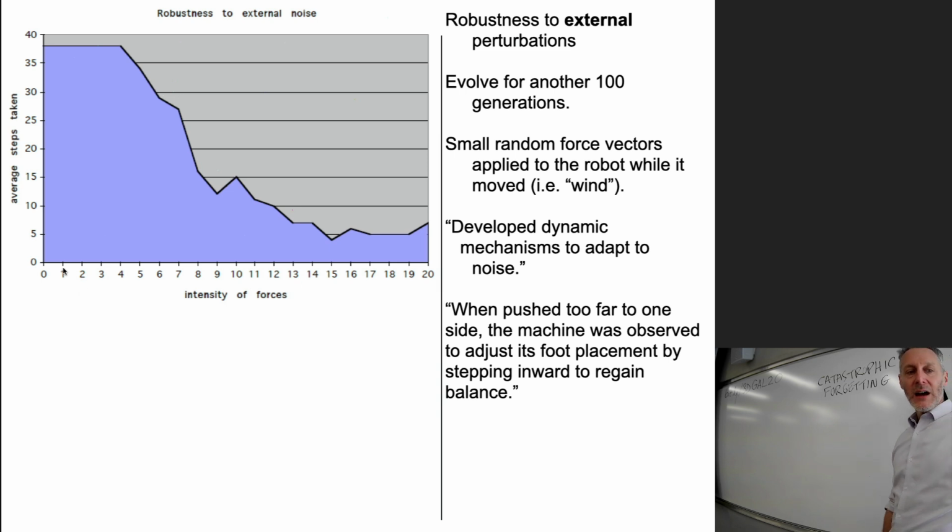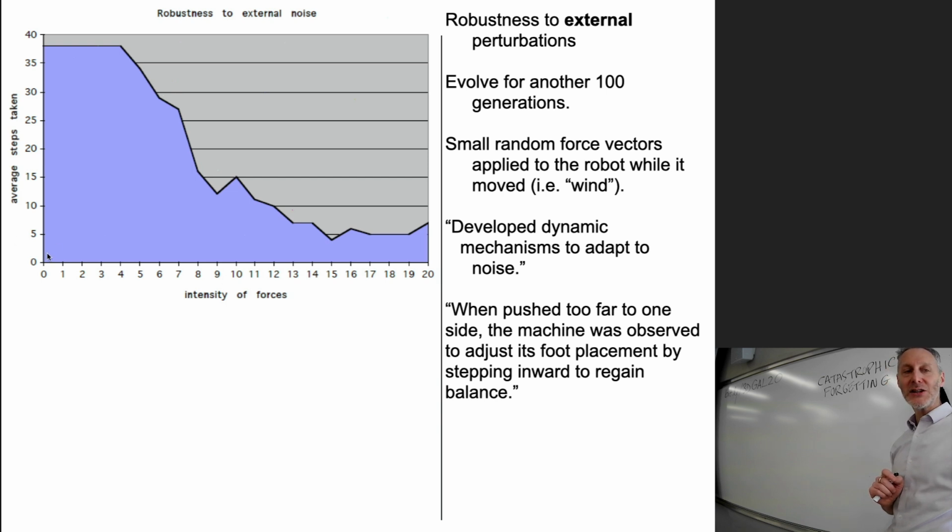Here's a demonstration of this robustness to external perturbation. In the minimal cognition tradition, they took the most fit robot at the end of phase 4, and they played that robot back many, many times in a number of simulations in which the wind increased in intensity.